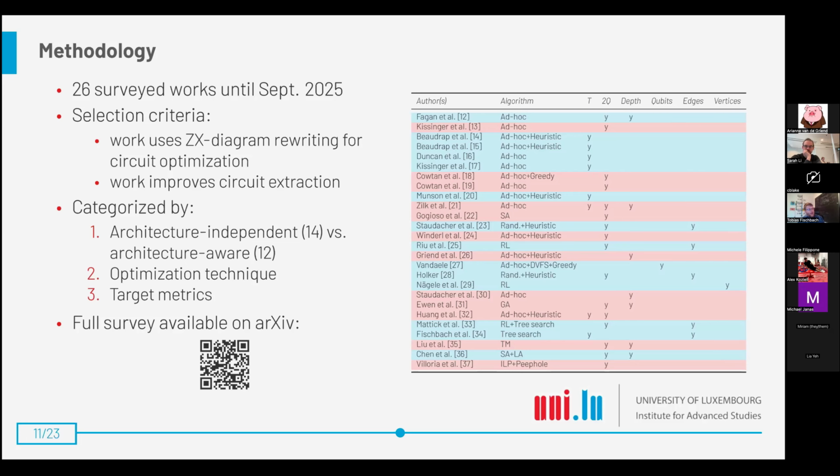And I think Viloria did something like that by trying to use global rotations or global gates on trapped ion quantum computers. But this was during the stage of circuit extraction, not during just the ZX diagram optimization. I see. Thanks. Arielle?